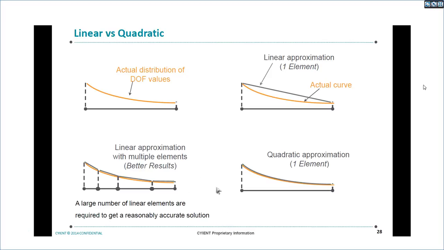So a large number of linear elements are required to get a reasonable and accurate solution. This is the basic difference between linear and quadratic. Here one element is sufficient to get the results, whereas it requires a large number of elements to get accurate results.